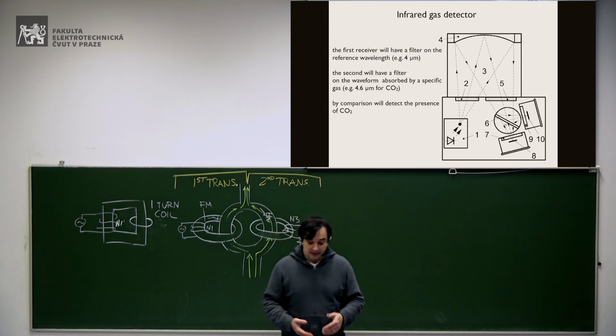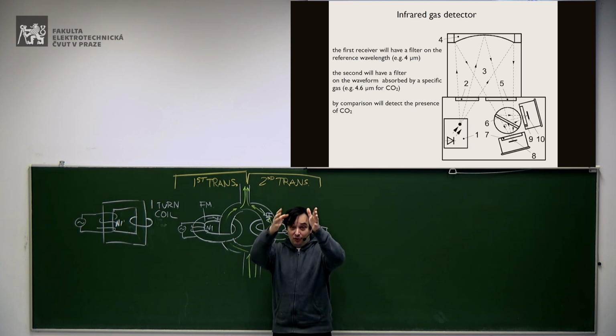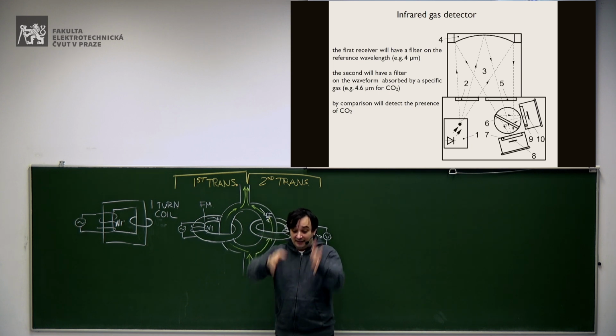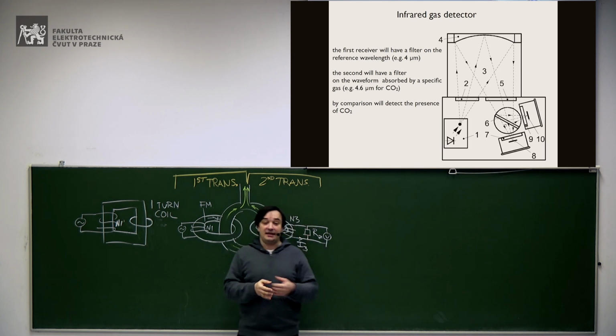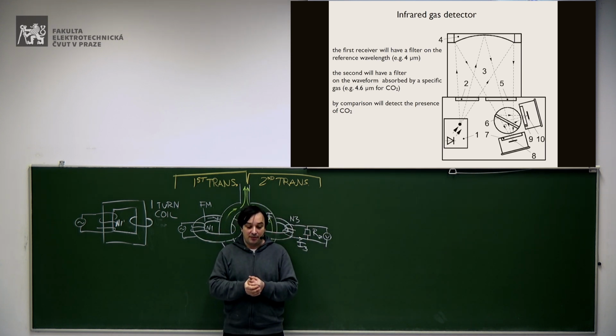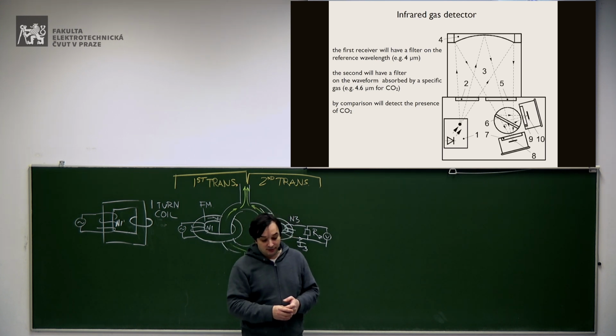So, again, the infrared radiation goes there in the chamber. It will react with the gas. It will be reflected. And when it's reflected on the way back, it reacts again with the gas in the chamber. And then once it arrives back, it's split in two halves. One half will go to one detector, and the other half will go to the second detector.